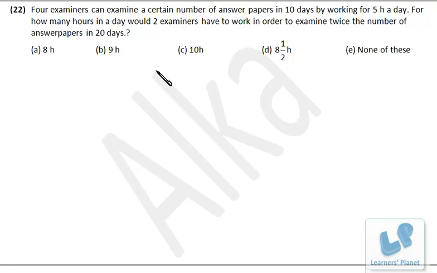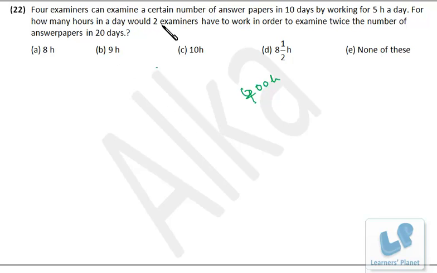For 4 examiners, they are spending 10 days, 5 hours a day. That means 50 hours 4 examiners are spending, right? 50 hours, 10 days 5 hours a day, 50 hours for 4 examiners. That means for a single examiner the work is of 4 into 50, that is 200 hours. 200 hours for a single person. Okay, now the quantum of the work is double, as we can see over here. That means for a single person the work is of 400 hours, right?